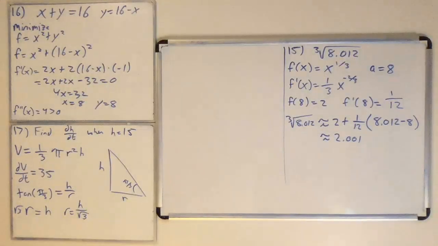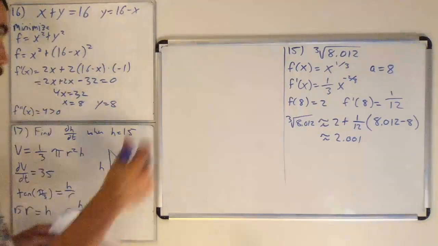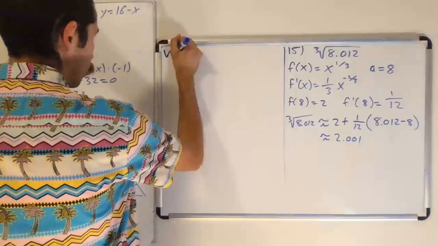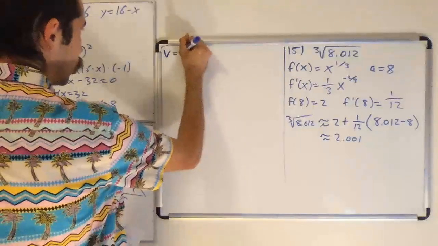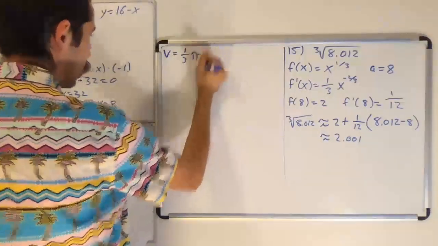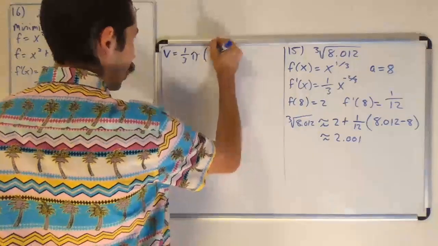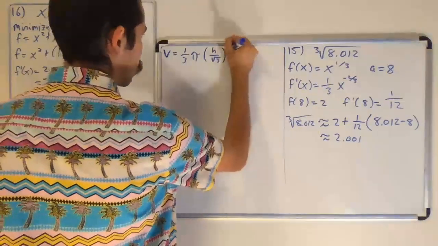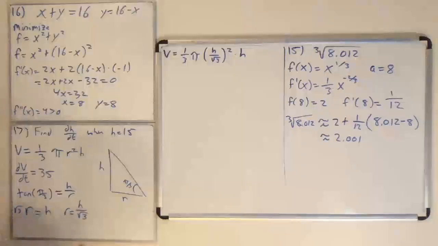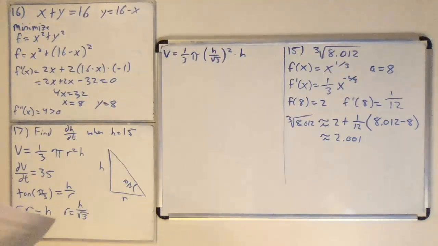I know a lot of you are intimidated by these related rates questions, but they just take practice. Okay, so V is equal to 1/3 pi r squared times h, which is h over root 3 squared times h. Let's simplify this before we take the derivative.